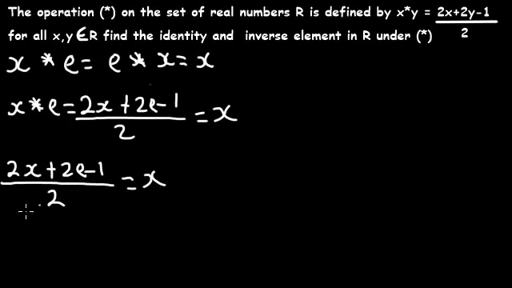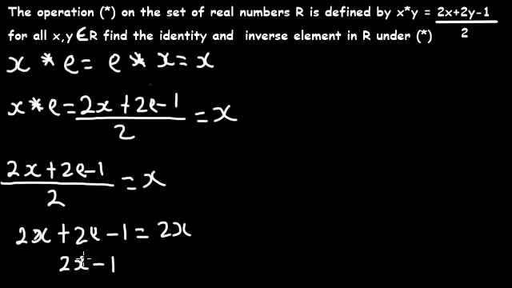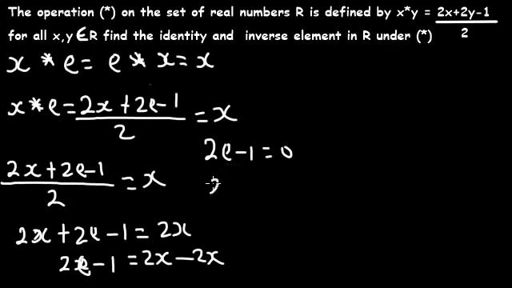So this simply means that 2x plus 2e minus 1 all divided by 2 is equal to x. From cross multiplication, we can clearly see that 2x plus 2e minus 1 is equal to 2x. And if we subtract 2x from both sides, we see that 2e minus 1 equals 2x minus 2x. Simplifying this further, we have 2e minus 1 equal to 0. Adding 1 to both sides, we have 2e equals 1. And dividing through by 2, we have e equals 1 half. And that is the identity element of this problem.